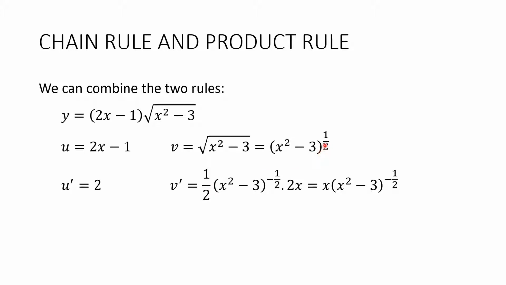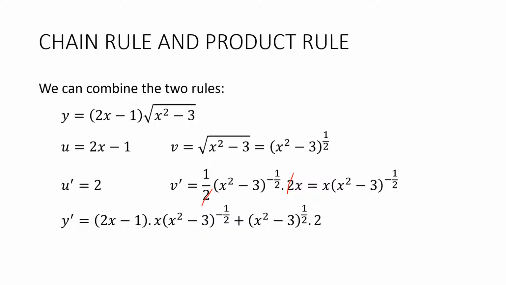Here, the half comes down, leave that alone, drop this power by 1, so that's negative a half, multiplied by the derivative of the thing in the brackets, which is 2x. Just like before, those 2's are going to cancel out, which is nice. And we're going to be left with x outside of x squared minus 3 all to the power of negative a half. Okay, don't stop here. We've still got to construct the rule.